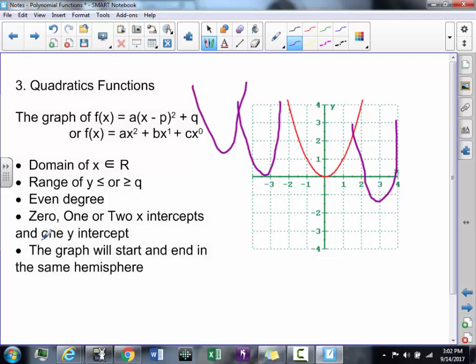By the way, you're always going to have a y-intercept. Always. Because how do you get a y-intercept? Y-intercept occurs when x is 0. Unless there's some reason you can't plug in 0, you'll have a y-intercept. Does that make sense? And in these polynomial functions, why can't you plug in 0?